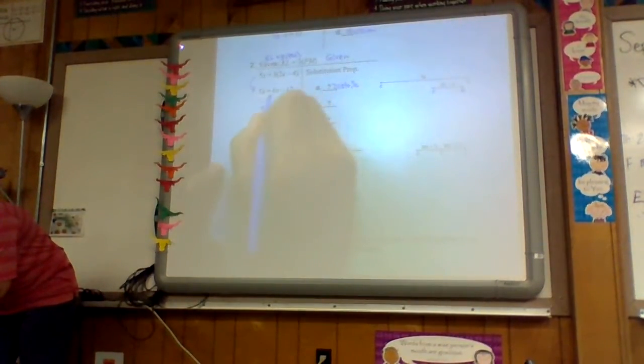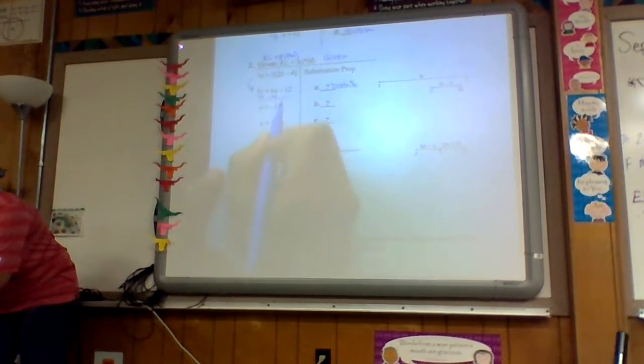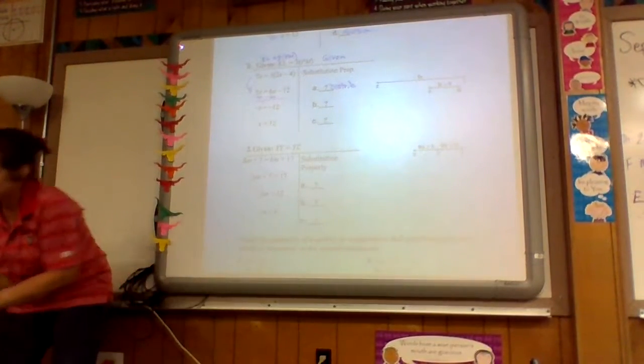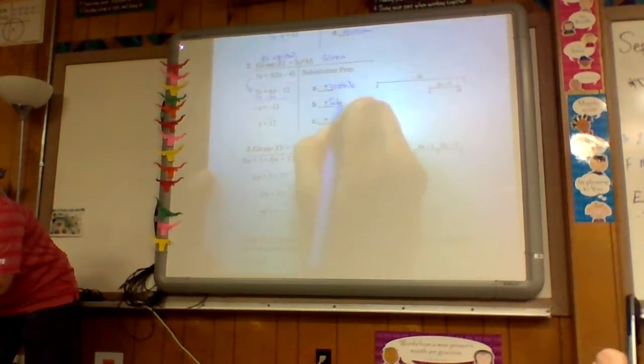And if it makes more sense for you to write it like this so that you can see that that's what happened in there, go for it. But what property then, Skylar, is that? That's the subtraction property. It is.